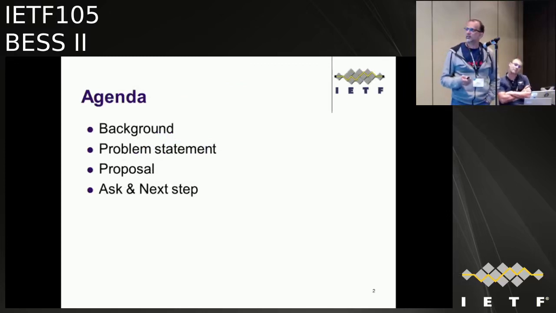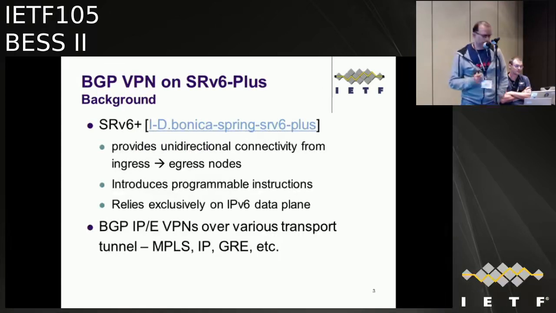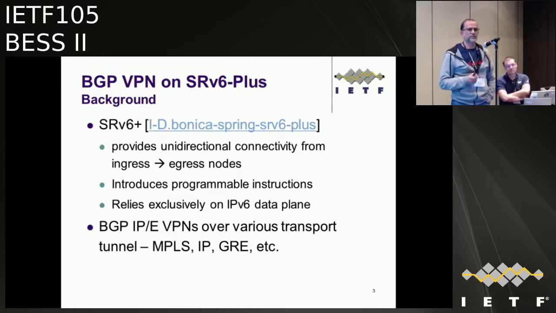All right, so I'll talk a little bit about the background and the problem statement, and then let's see what the proposals are. Okay, so SRv6+, Ron Bonica has presented in a couple of working groups, and this is just a very short primer on what is relevant for this particular draft. SRv6+ provides unidirectional connectivity between two nodes. It introduces programmable instructions. The draft talks about there is a segment instruction, there is a path instruction, and it relies exclusively on the IPv6 data plane.